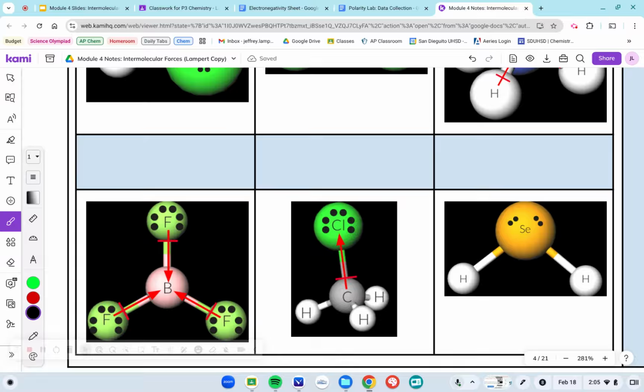In this case, we have up and left, up and right, up and down. So left and right cancel, up and down cancel. We're all so smart. Well, are these bonds different? We have H is 2.2, Se is 2.5. So we have no polar bonds, so it's nonpolar.